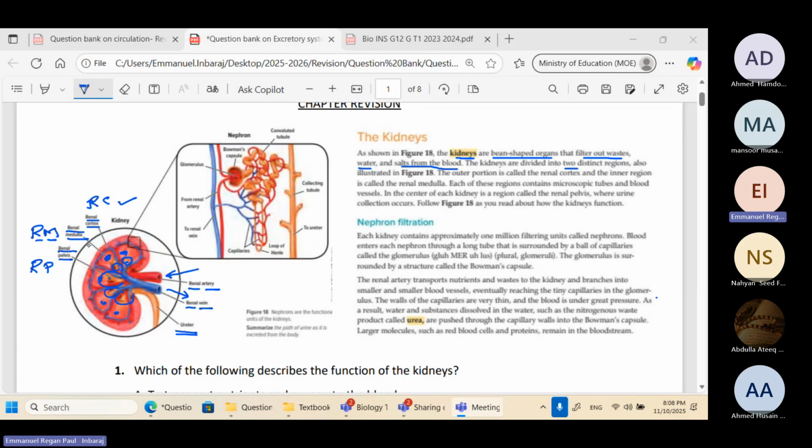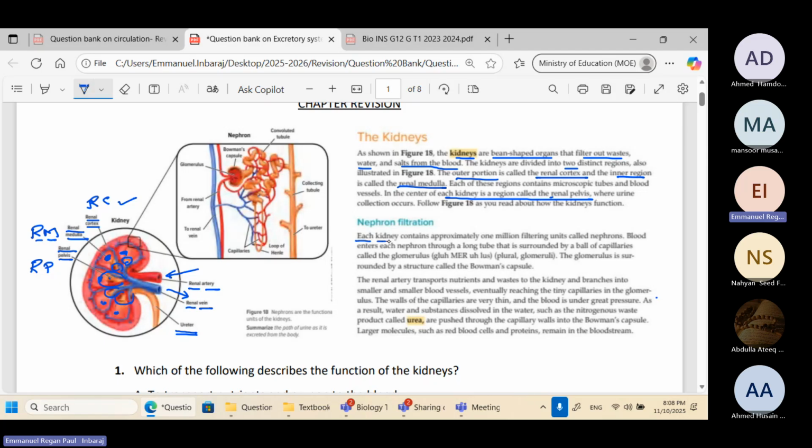So these are the parts of the kidney: the renal cortex, the renal medulla, the renal pelvis, the renal artery, this blood vessel. The blue one is the renal vein, and this tube is called the ureter. Okay, so here we go. See, in this page, it's written here. The outermost layer is called the renal cortex. You can underline it in your textbook. The inner region is called the renal medulla, and then you have the renal pelvis.